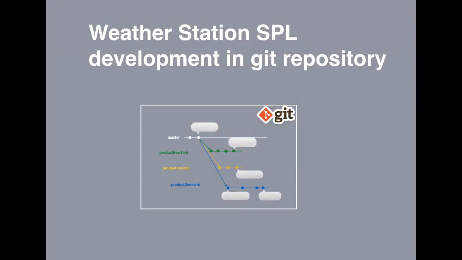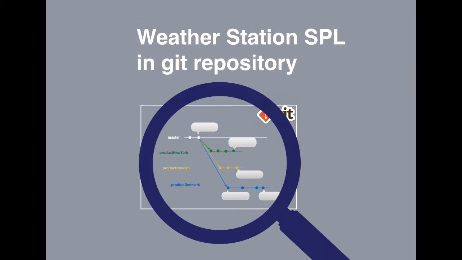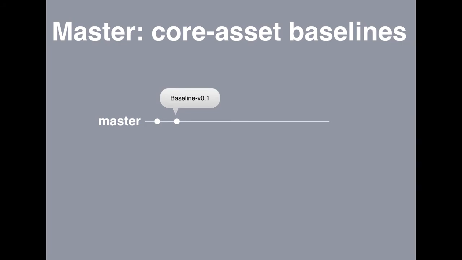The development of the weather station takes place inside a Git repository. Let's have a closer look at the repository. The master branch holds the core asset baseline. Baseline version 1.0 serves as a product derivation point for the product teams.